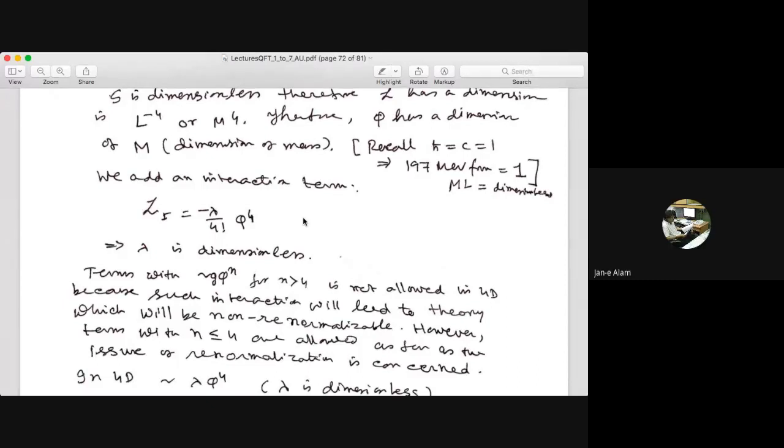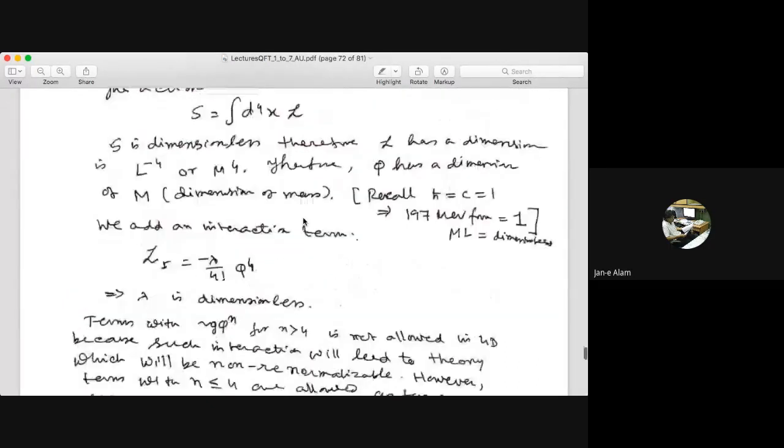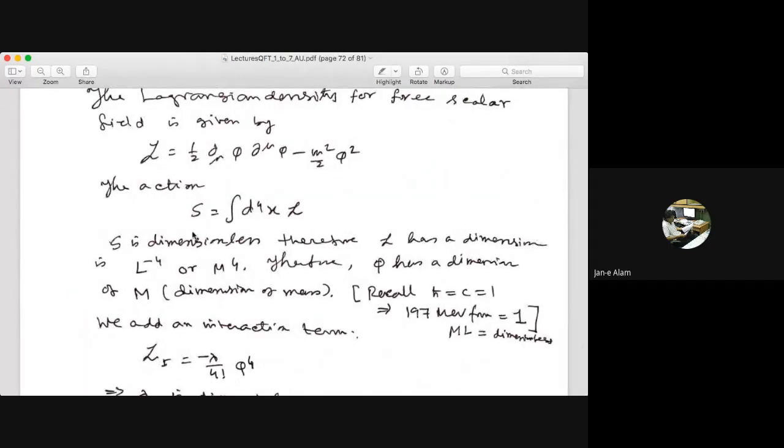Sure. So what I am saying, you see, this S has the dimension of action, and we are using the natural unit. That means we are measuring the S in the unit of h bar, which also has the dimension of action. So S is dimensionless because we are measuring it in that unit.